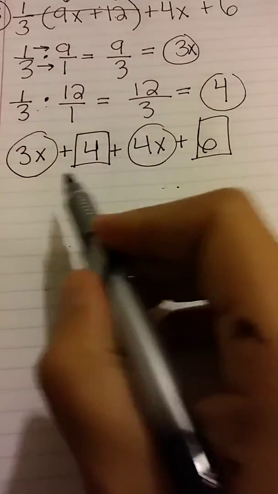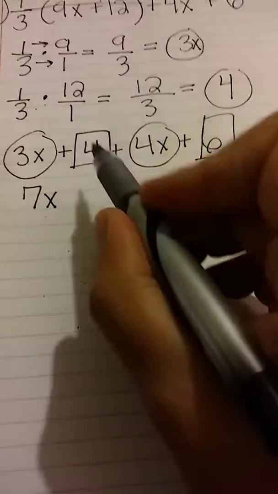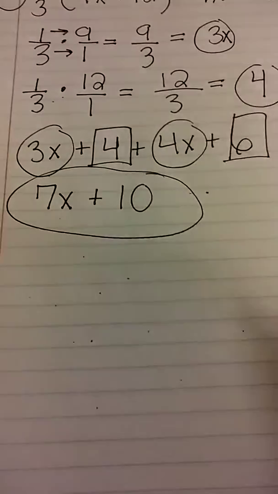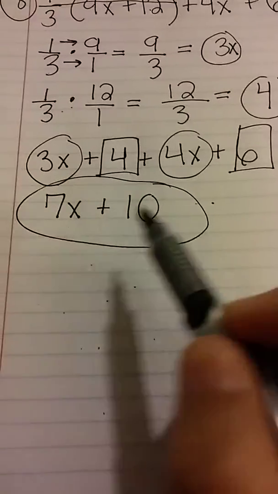All right, so 3x and 4x combine to give us 7x. Remember, combining just means to add. Then 4 and 6 combine to give us 10. And that should be your final answer. You cannot add these together. This ends with an x, this ends with nothing. So your answer is 7x plus 10.